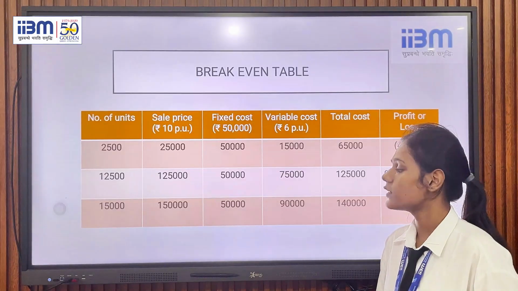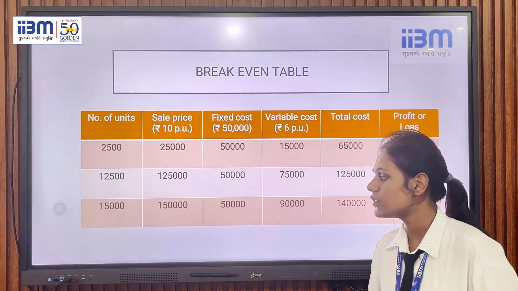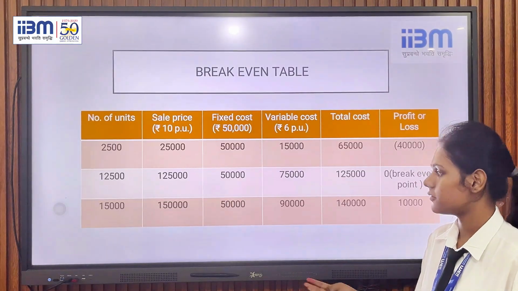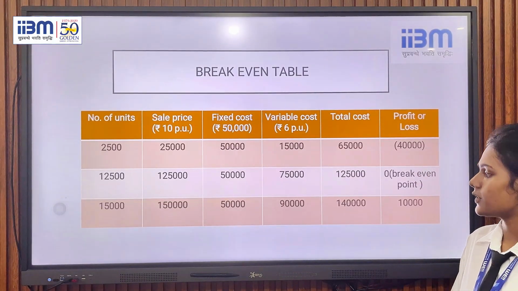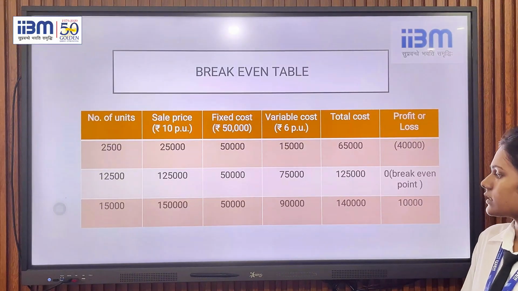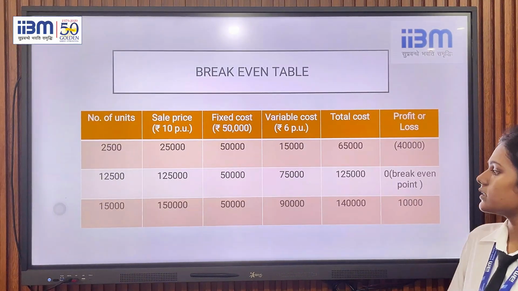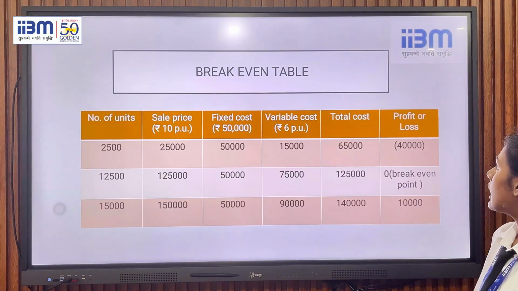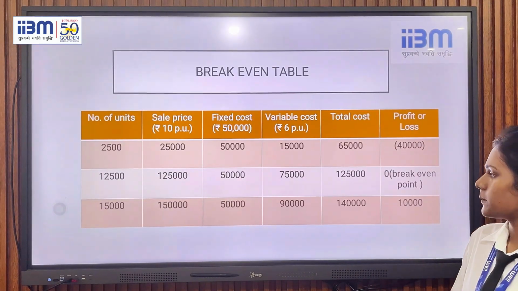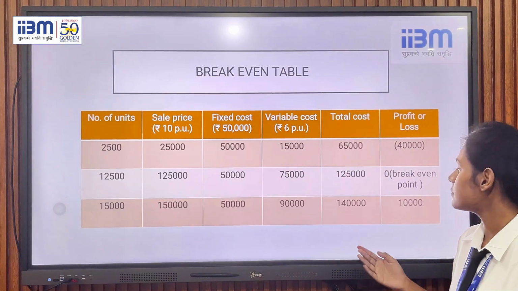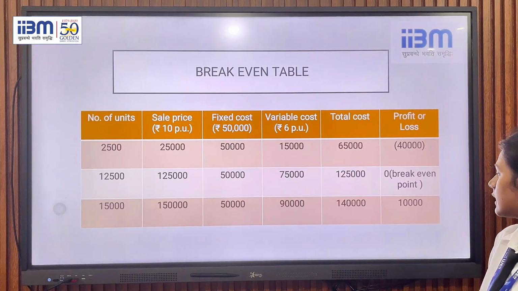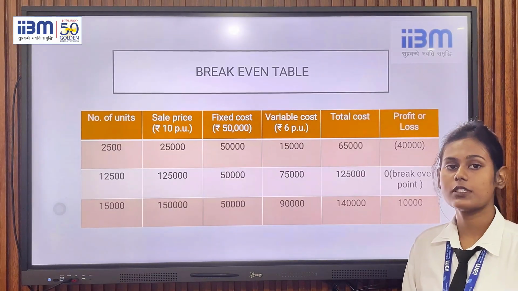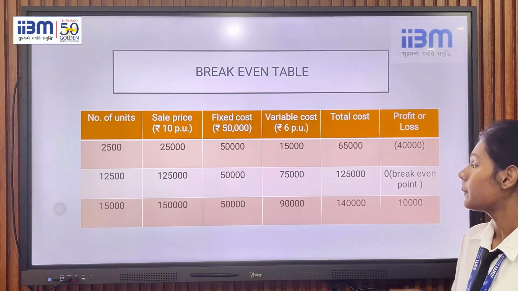And in the third case, when the business produces 15,000 units, then the sales price is equal to 1,50,000 and the fixed cost is 50,000. Then the variable cost is 90,000 and the total cost is equal to 50,000 plus 90,000, that is 1,40,000. And then we calculate the profit and loss, that is 1,50,000 minus 1,40,000, that is 10,000. And in this case, the business enters the profit zone because sales exceed the total cost.